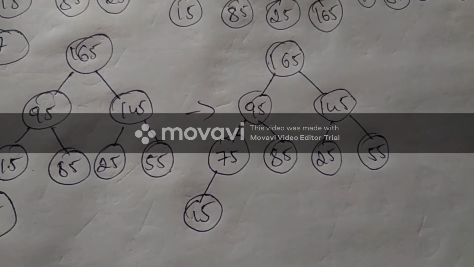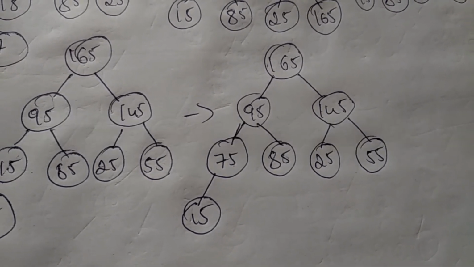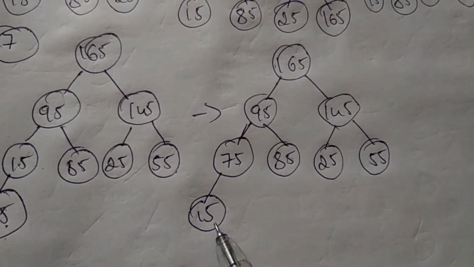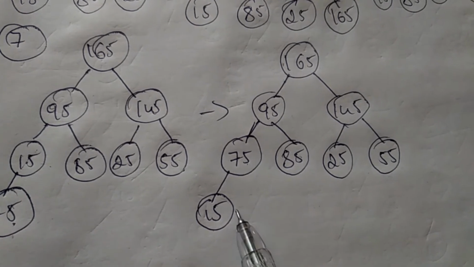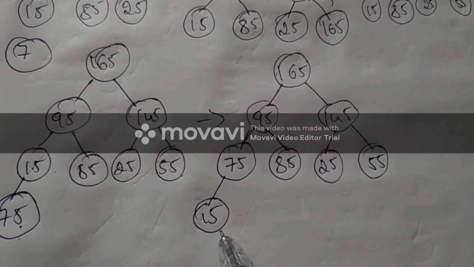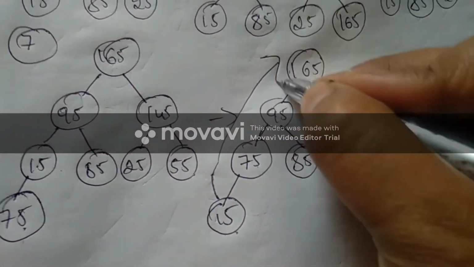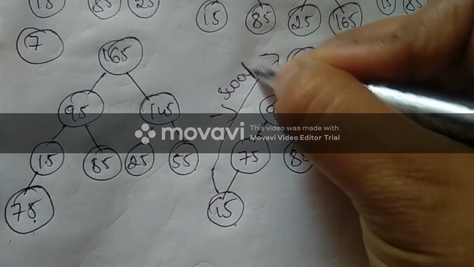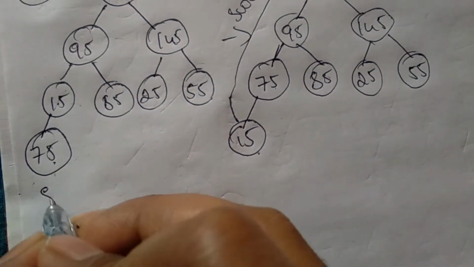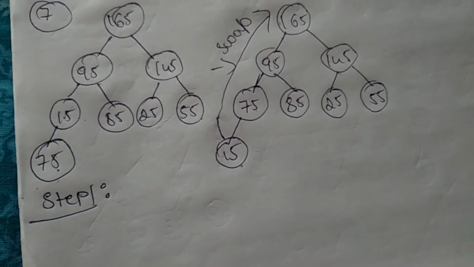In maximum key deletion, what is the first step? You have to swap the root node and the last node. See here, this is the last node, because in this height only one node is present, so this is the last node. You have to swap 15 and 165. So here I'll take step 1 with your maximum key deletion algorithm.